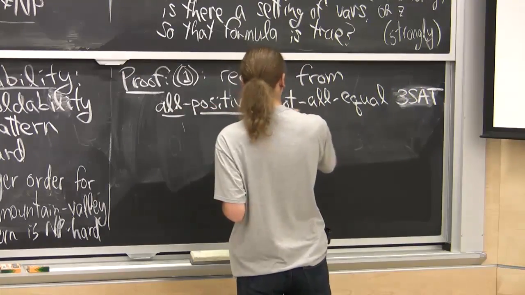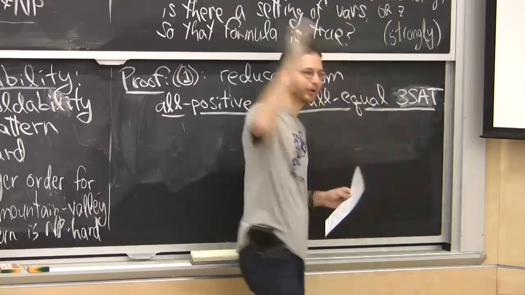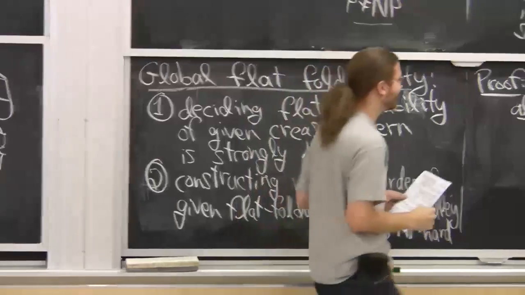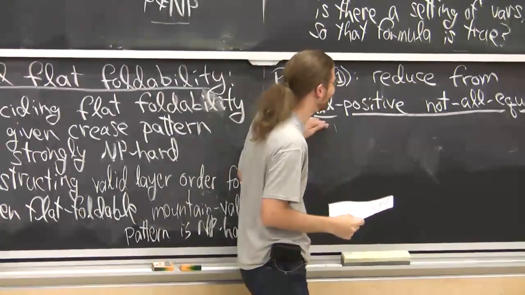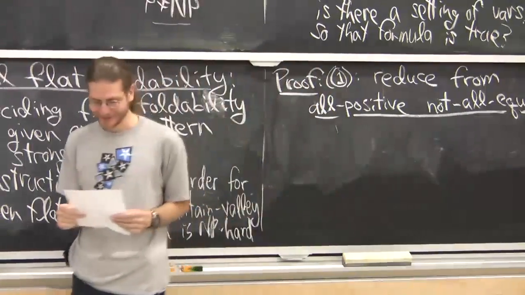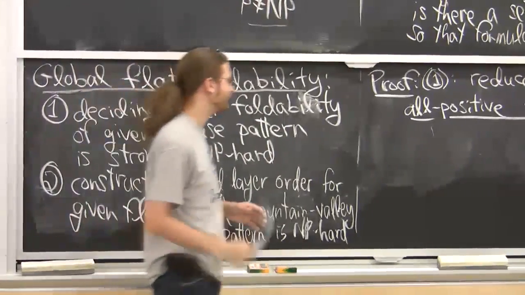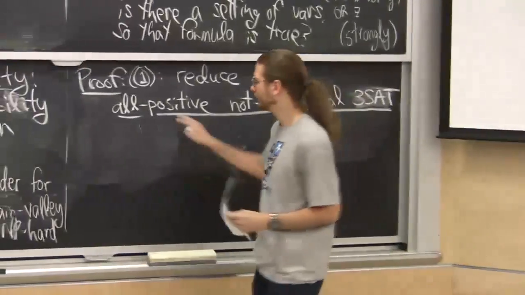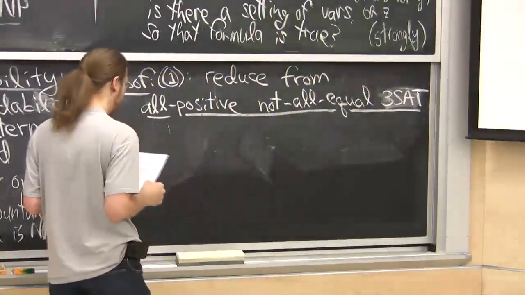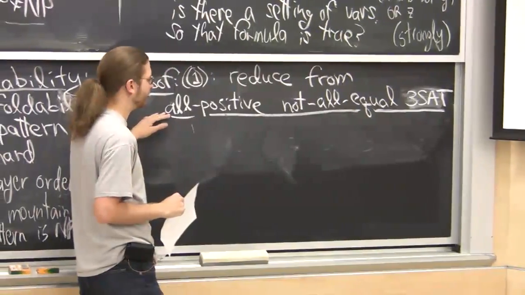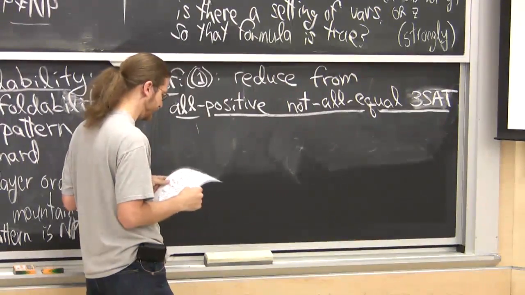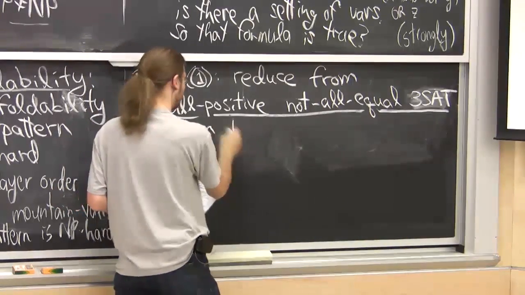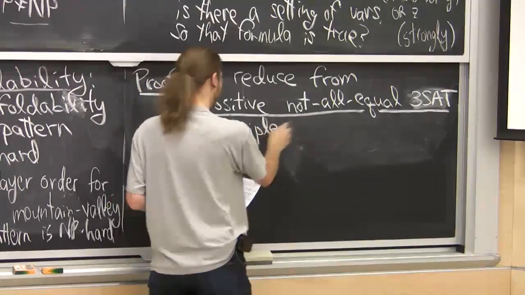All positive, not all equal 3SAT. Has anyone heard of this problem before? Nadia's heard of it because she TA'd this class before. So no surprise, or you've read the book. There aren't a lot of proofs that use this one, but not all equal 3SAT is actually fairly common. All positive just makes it a little more convenient. I think actually the original proof didn't use all positive, but our book does because it simplifies things. So let me tell you what this problem is. Most people don't know it, so don't worry.